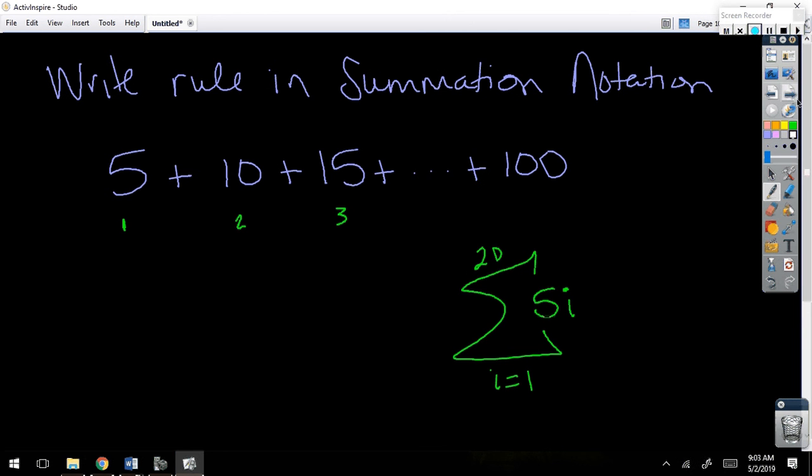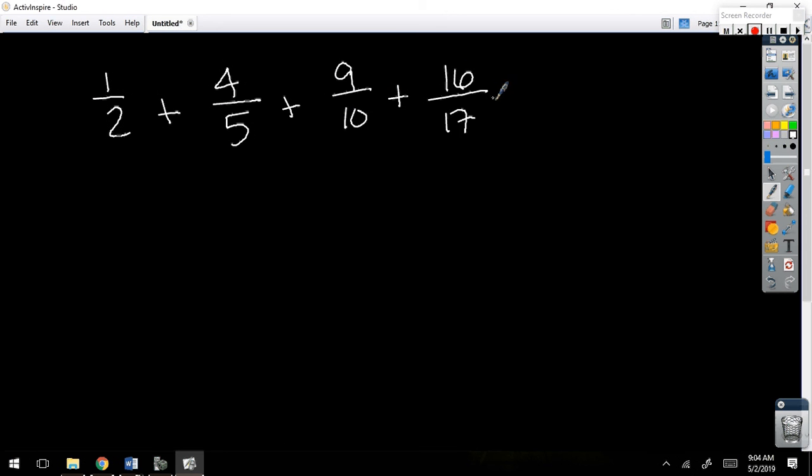I'm not going to teach y'all the formulas for these rules because you don't want them. I'd rather you just add them. All right, one more. Y'all want to do a hard one? Let's do a hard one. This one's not that hard. I want you to write this rule in summation notation.